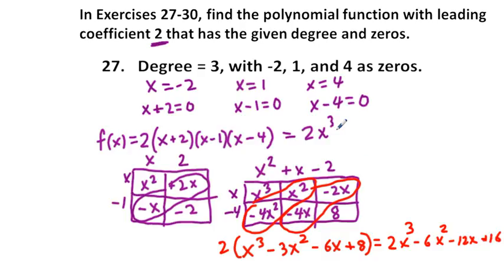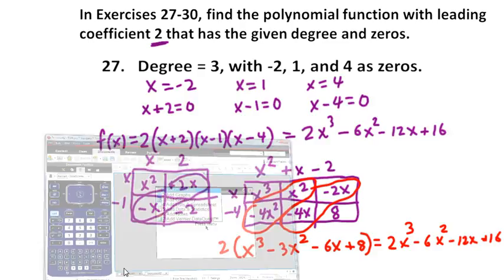So that's it all worked out. I'm going to write this up in purple here: 2x cubed minus 6x squared minus 12x plus 16. And we can also check using our calculator to see if we have the same zeros here.